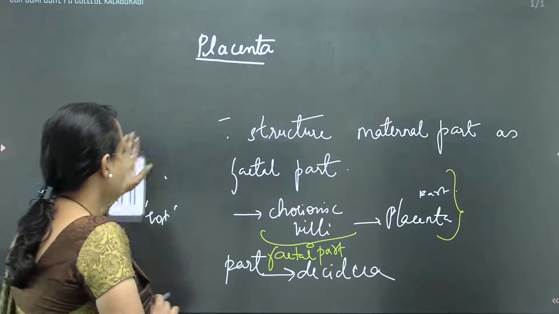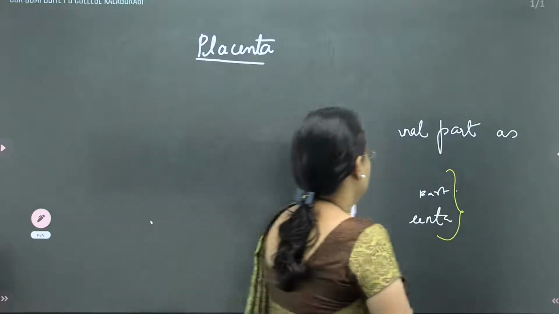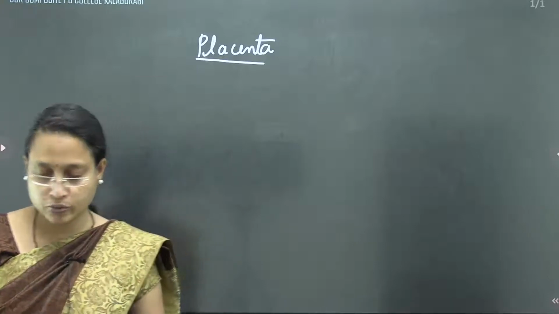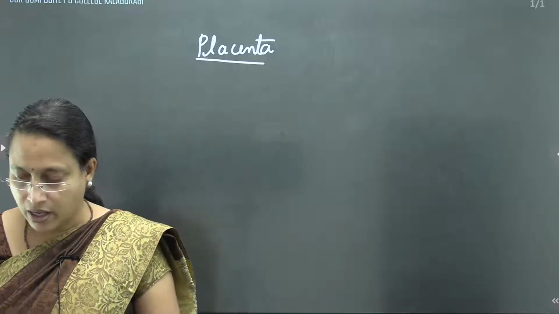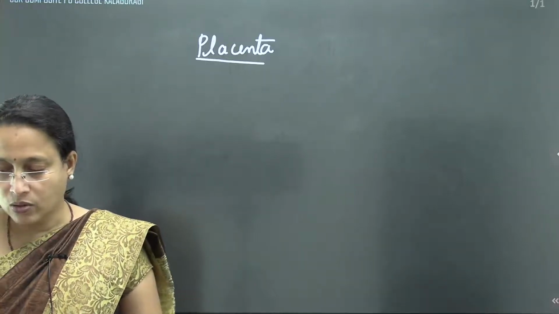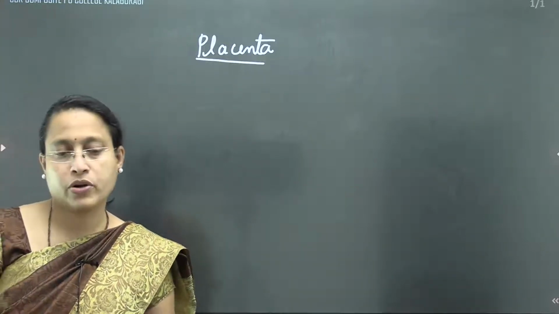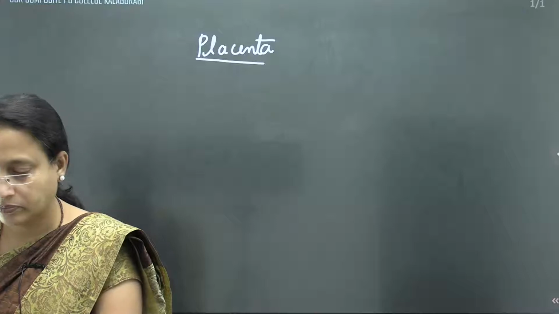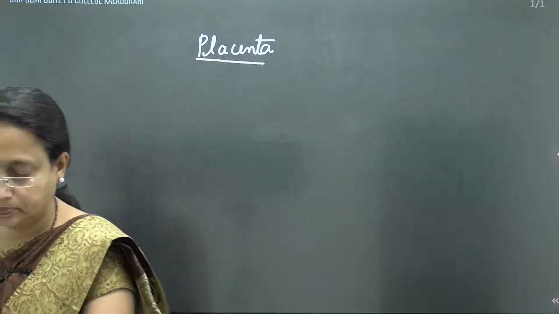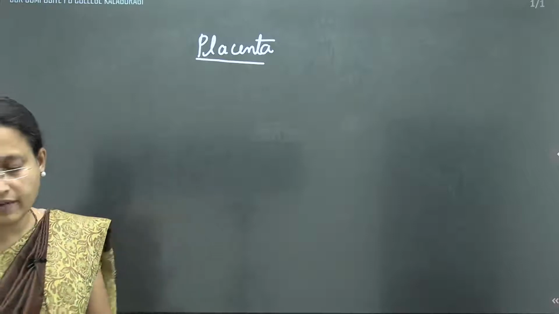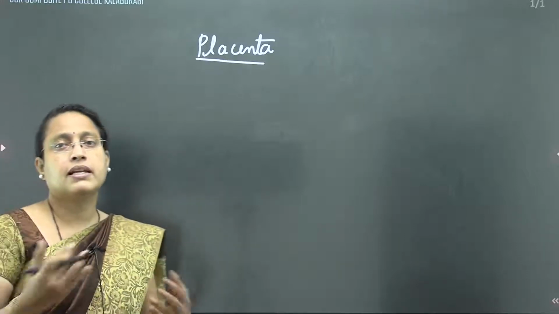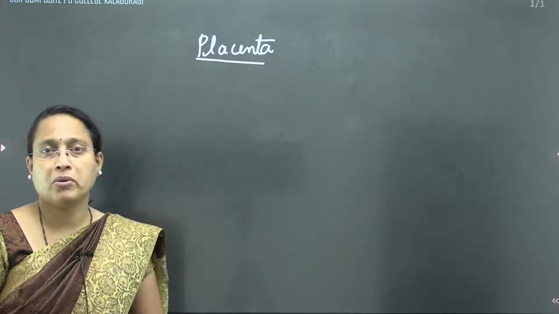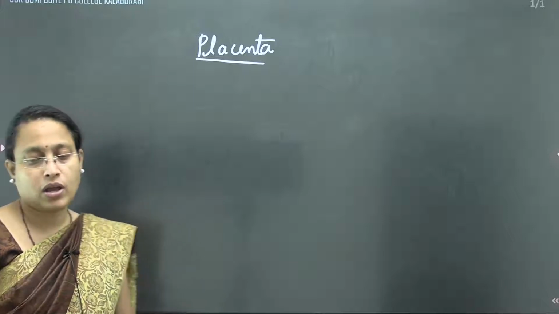So this is about the placenta and how it is contributed to, how the placenta is formed. Next are the different ways in which the placenta is described in human beings. Different terms are there to describe a placenta in human beings. So we will learn those terms now.